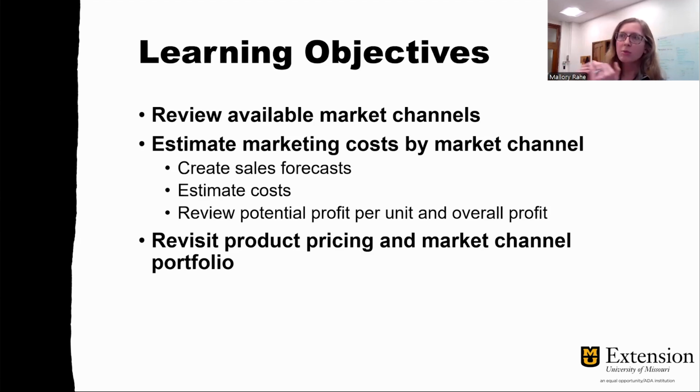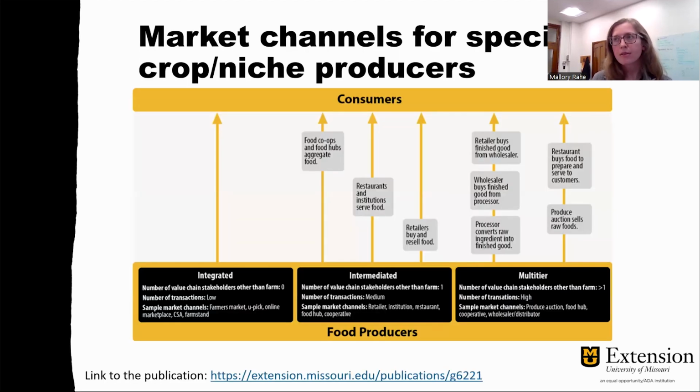And to do that, we have to go through a three-step process to use this tool to make better decisions. So high level, we're going to talk about creating a sales forecast. We're going to estimate costs, and then we're going to review the profit potential per unit and the overall profit in this scenario planning. And then we're going to take a step back and revisit our pricing strategies and our market portfolio for our business.